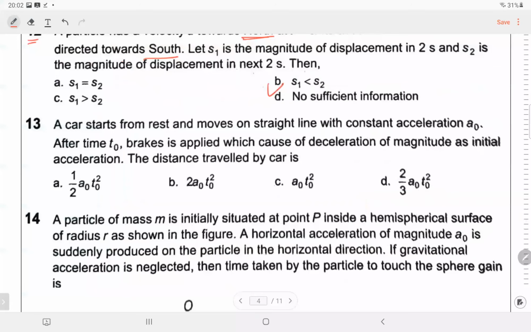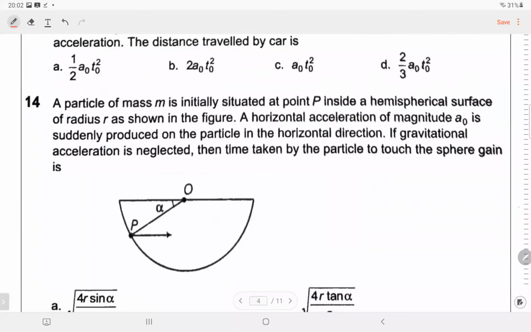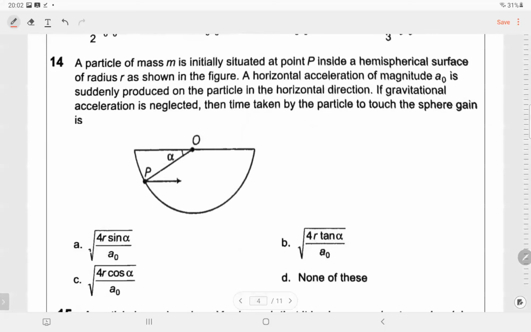Beta, is it understandable? If you didn't understand, ask me. Fine. Question number 14. Question number 14 is again a little tricky in terms of understanding the situation. A particle of mass m is initially at point B inside a hemispherical surface of radius r as shown. A horizontal acceleration of a naught is suddenly produced on the particle in the horizontal direction. If gravitational acceleration is neglected, find the time taken by the particle to touch the sphere again.